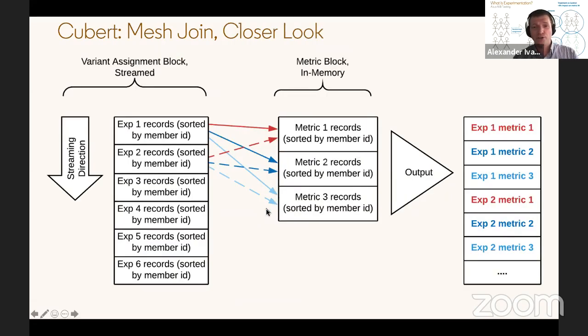This is what the join process looked like. We would load all the metric data in memory. Given that the metric data was sorted on metric names, it would be subsplit into smaller blocks corresponding to each individual metric. The assignment data would be streamed, and it does not have to be stored in memory, and it would be subsplit into experiment sub-blocks again. Then we are doing a join of each experiment sub-block with each metric block. And when you're joining two pairs of blocks here, it's essentially a merge join because both of the sub-blocks are already sorted on member ID.